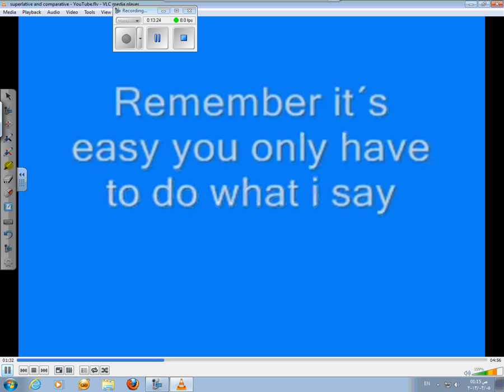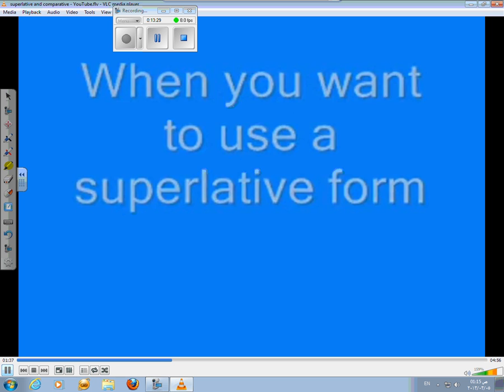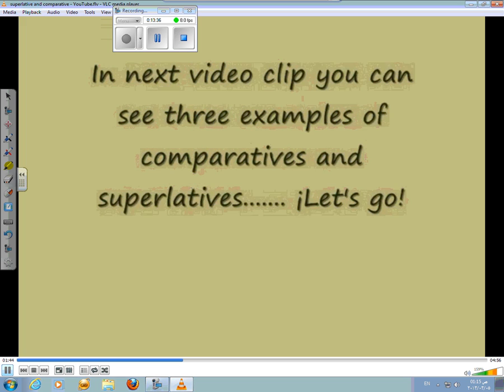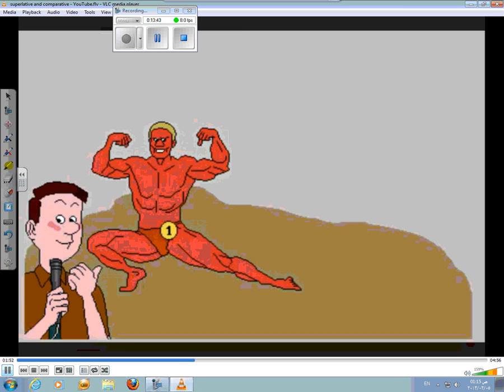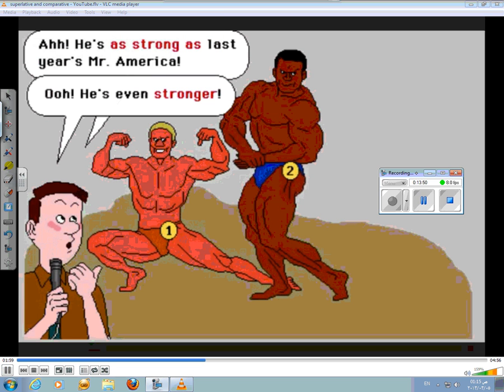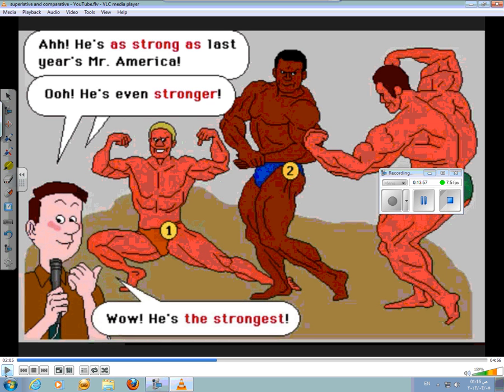It's easy. You only have to do what I say when you want to use a comparative form, when you want to use a superlative form. Remember, it's easy. You only have to do what I say. He's as strong as last year's Mr. America. Ooh, he's even stronger. Wow, he's the strongest.